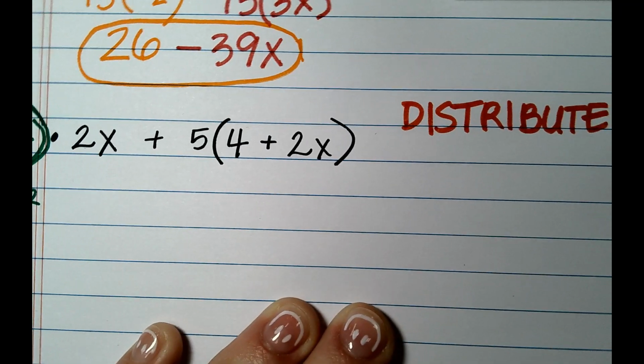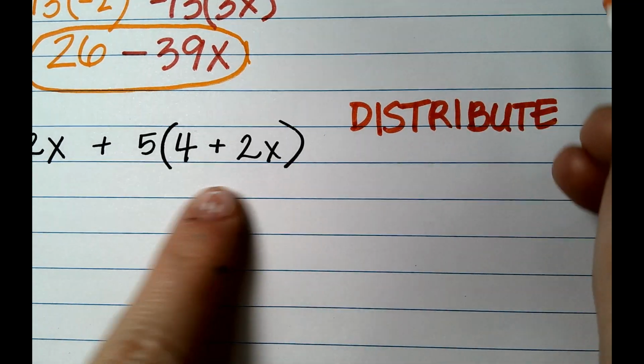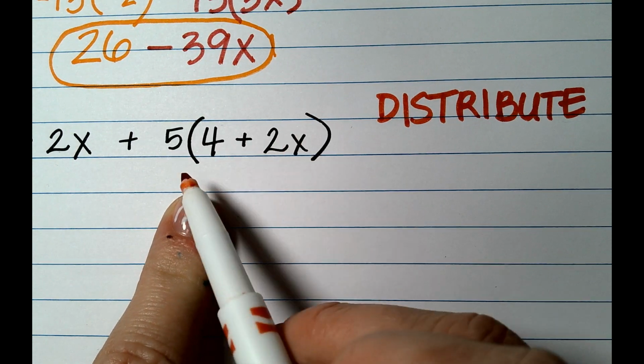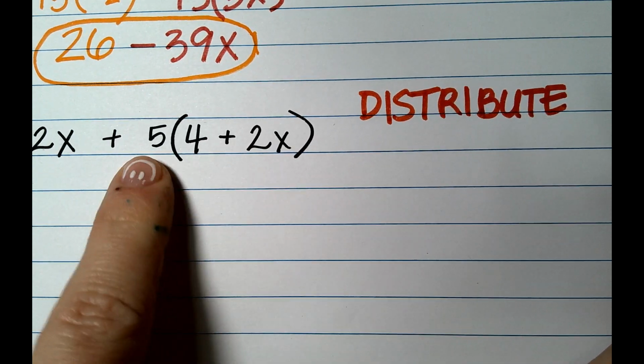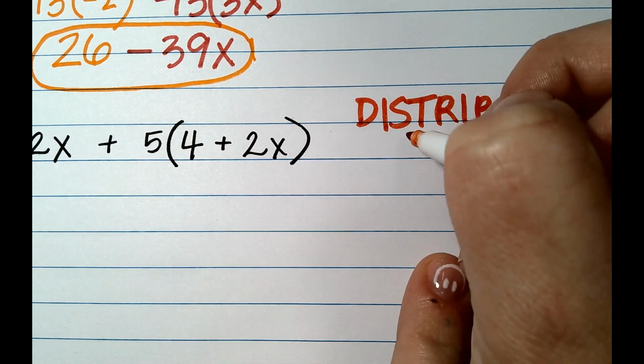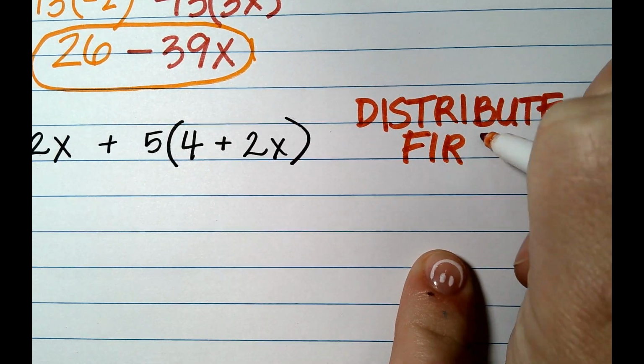It's just like the order of operations. This is something in parentheses, so we got to get rid of the parentheses first. And to do that, we distribute.